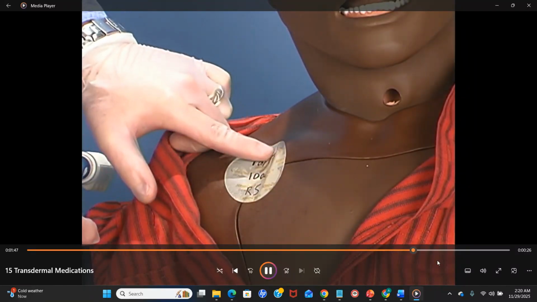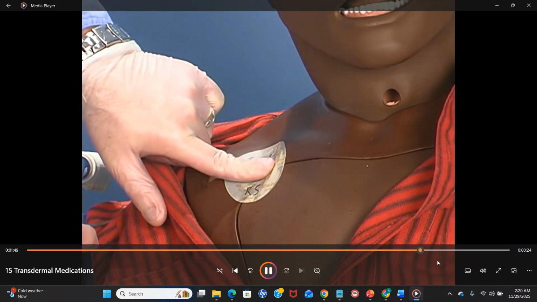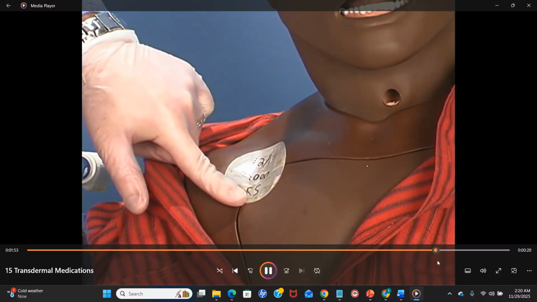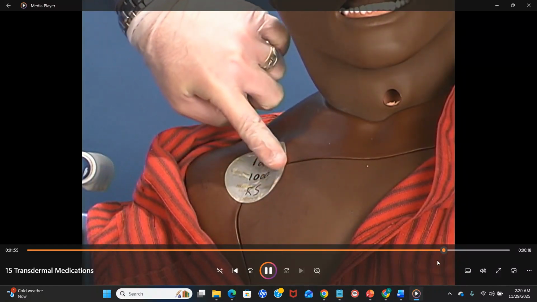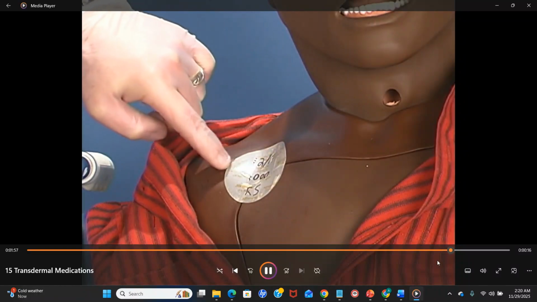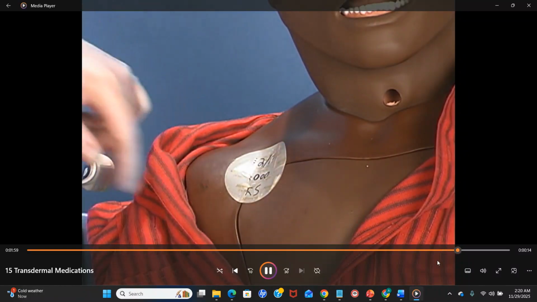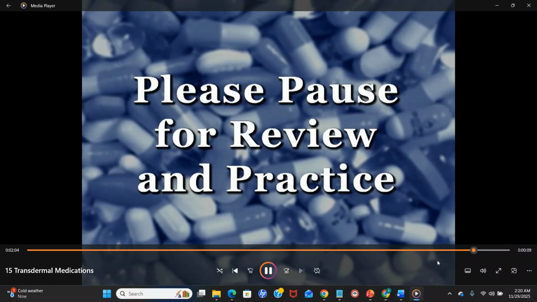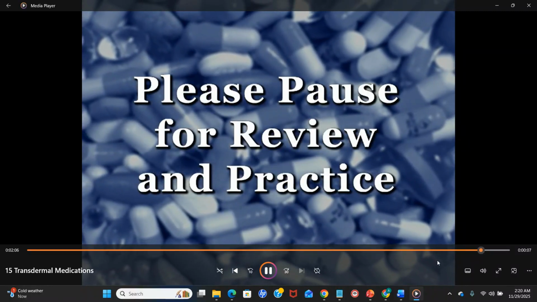To ensure that the client receives the full dose of the medication, be sure that the patch is completely adhered to the skin. When you are finished, remove your gloves and wash your hands. Please pause for review and practice.